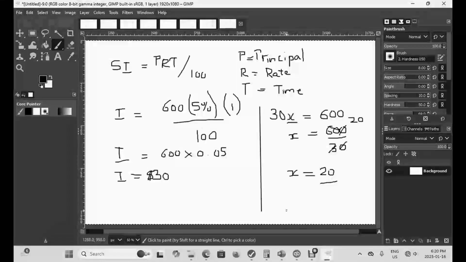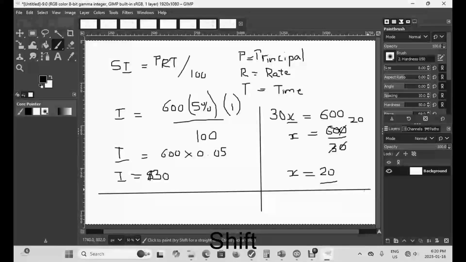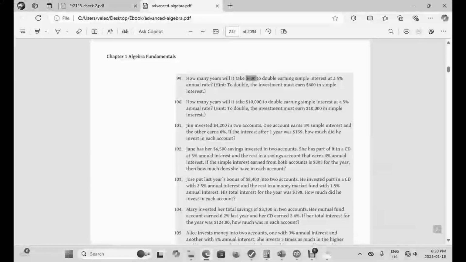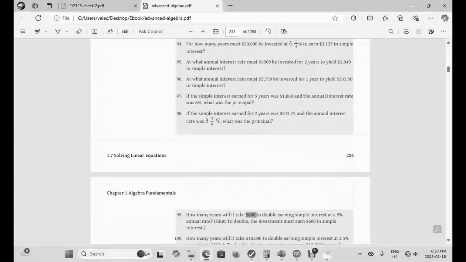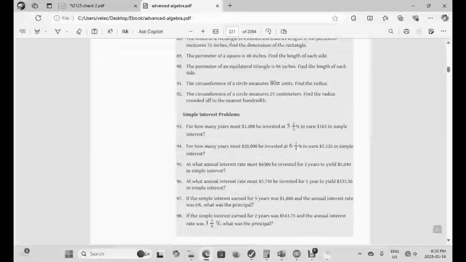Applications include, but are not limited to, investment and charities. This is basically how you solve linear equations.